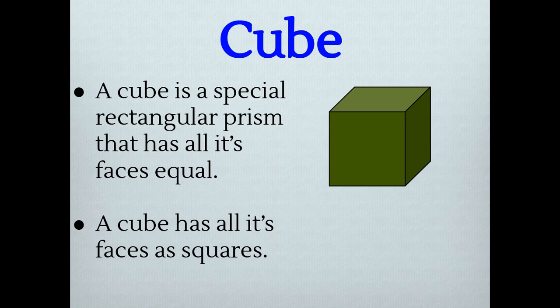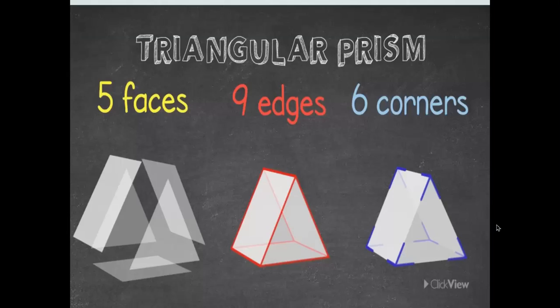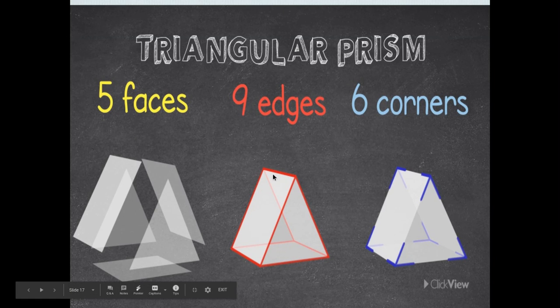Cube. A cube is a special rectangular prism that has all its faces equal. A cube has all its faces as squares. So a cube, all faces are equal. A triangular prism has 5 faces, 9 edges, and 6 corners.